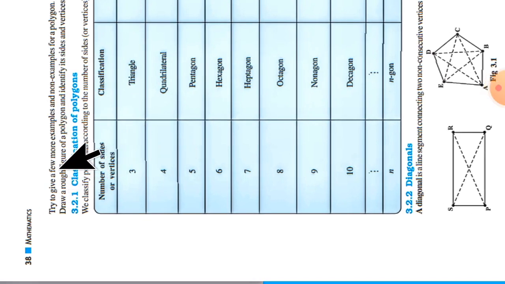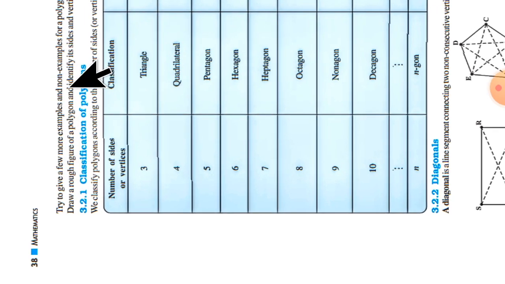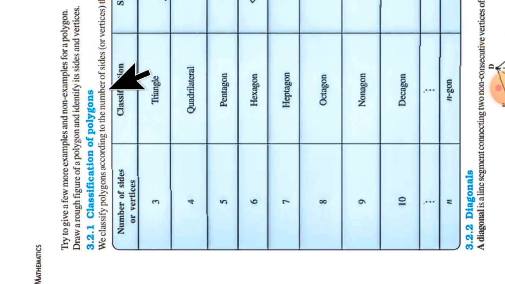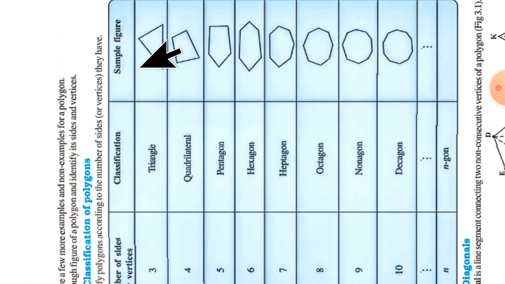So try a few more examples and non-examples for a polygon. Okay, draw a rough sketch of a polygon and identify its sides and vertices. Now let us see. The table is given for number of sides or vertices, classification, that is name, and the sample figure is given for the polygon. So let us see if there are 3 sides and vertices. It is a triangle. See, there are 3 sides, 1, 2 and 3.